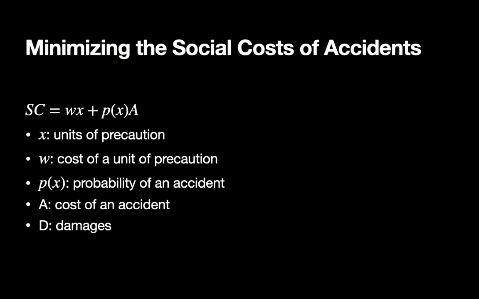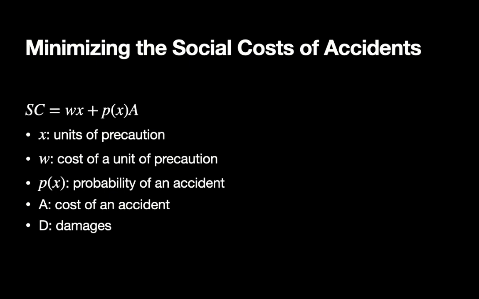W is the cost of a unit of precaution. There is an opportunity cost to taking precaution. For instance, driving slower may lower the probability of being in an accident, but the extra time spent driving could have been spent doing something else. For a pool owner, marking pool depths, posting warning signs, and stocking the pool deck with life-saving equipment may lower the probability of an accident in the pool, but these also use scarce resources.